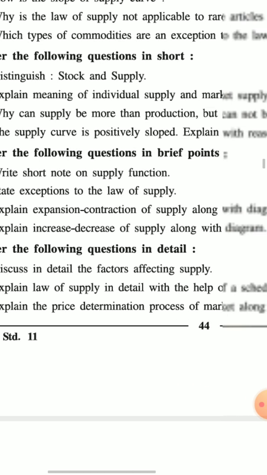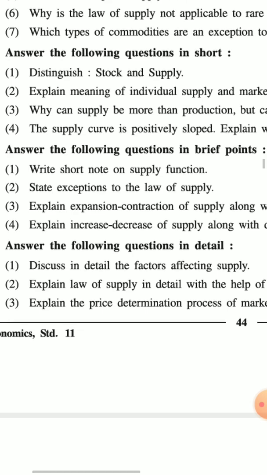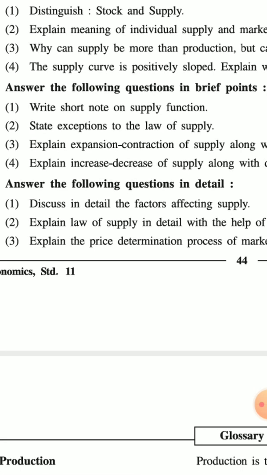Then answer the following questions in brief. Write all the supply functions. State the exceptions to the law of supply. Supply functions, you write all the equations. Then law of supply, exceptions to the law of supply. Two reasons are there: expansion, contraction, increase, decrease. All this with diagram, with schedule. Write the schedule, make the diagram, explain the diagram. Then in that way expansion, and in that way increase and decrease.